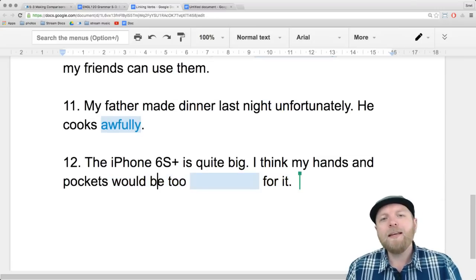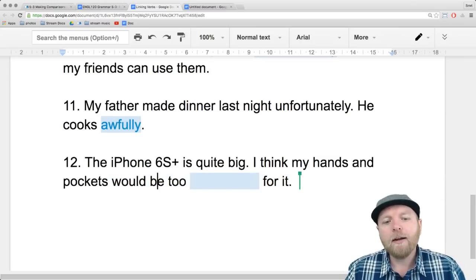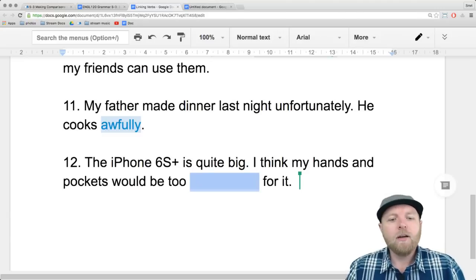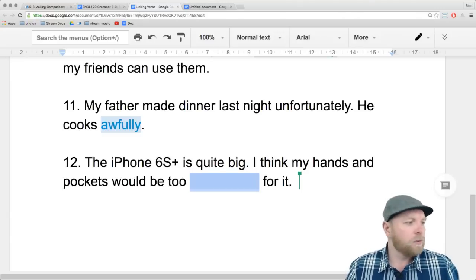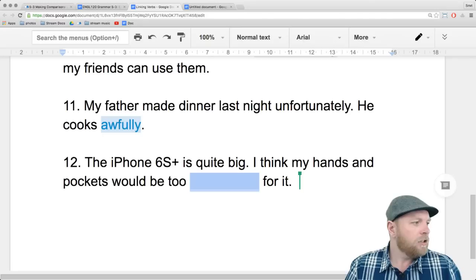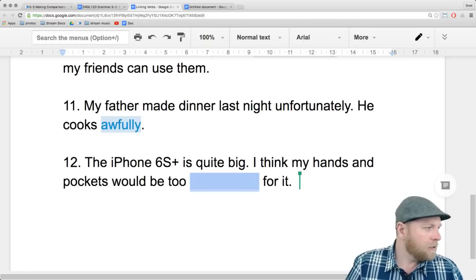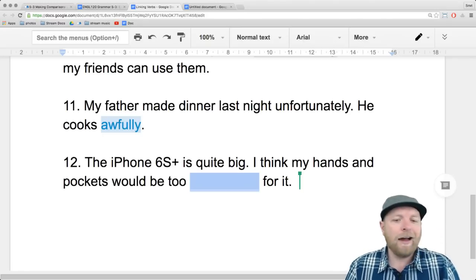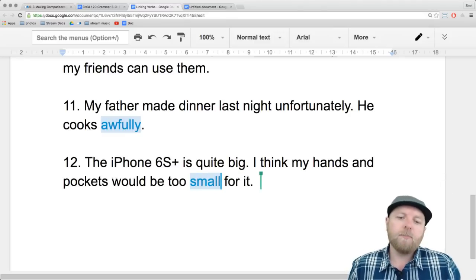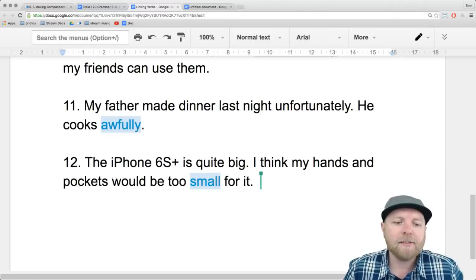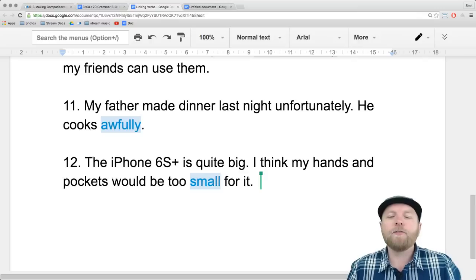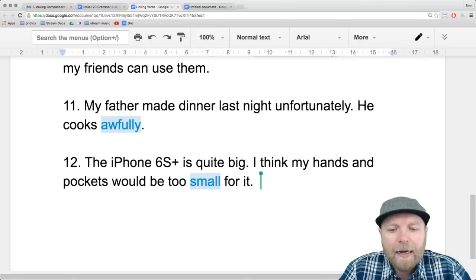Be. And be is a linking verb, right? So we use an adjective. My hands and pockets would be too what? Too what? Look at your answers here. Okay, Yen Hai, we'll use your answer. Small. I think my hands and pockets would be too small for it. You guys, great job.